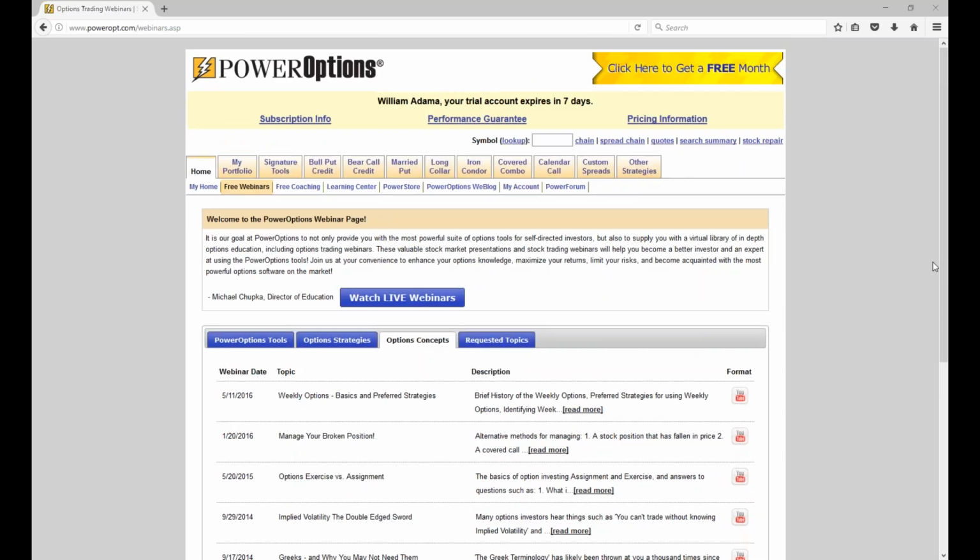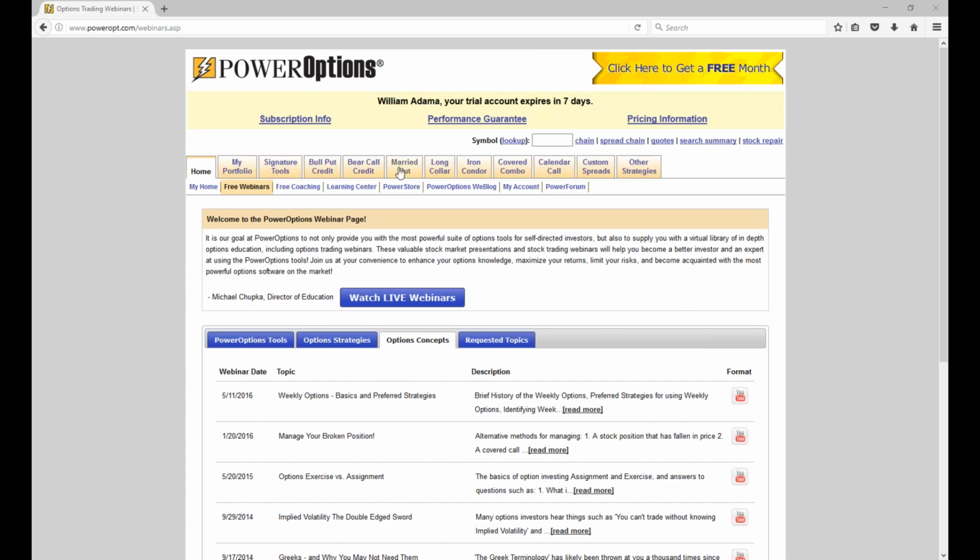Okay. Pascal, I'm going to take your second question first here. Pascal's question says, can you scan for high dividend stocks? Absolutely, using the PowerOptions tools. Now, the only strategies you're probably going to be looking for high dividend stocks, I'm assuming, would be for covered calls, married put positions, or collar positions.